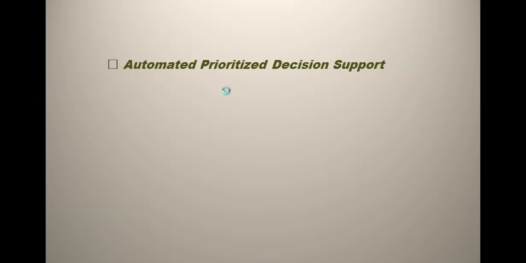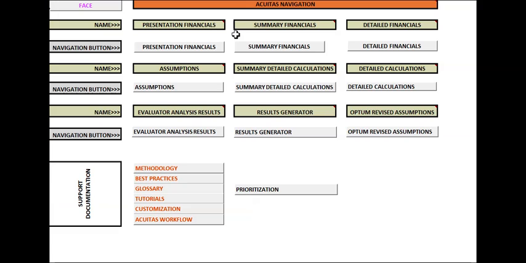The first video of the Evaluator Graphical Decision Support module demonstrates automated, prioritized decision support. This is the Evaluator navigation cockpit from which you can reach all modules of the solution. Clicking on the Results Generator navigation button immediately takes you to the Graphical Decision Support homepage.